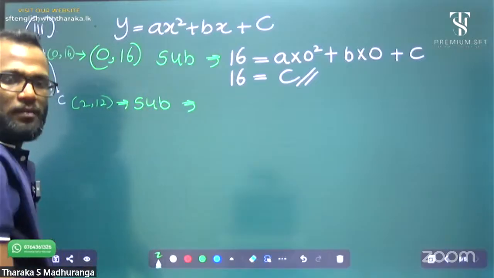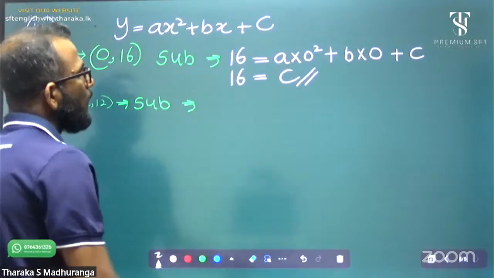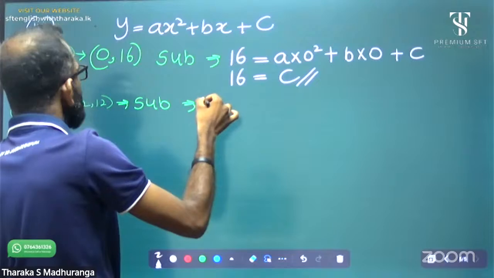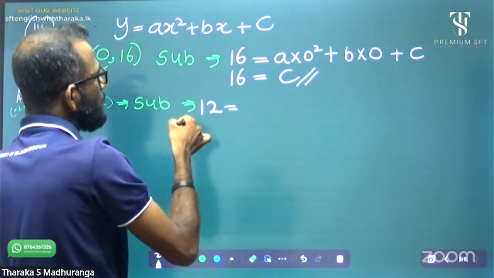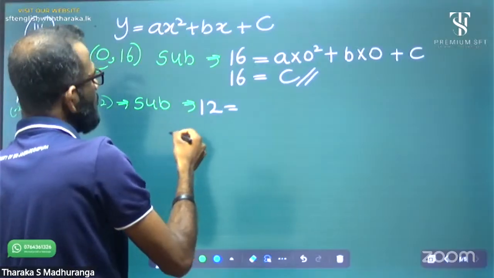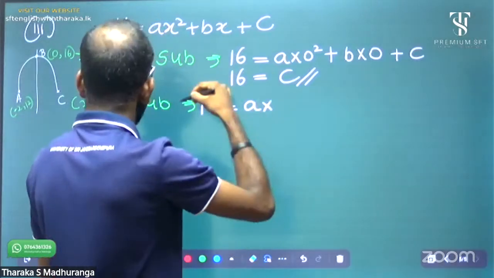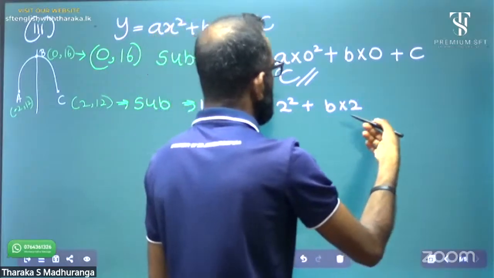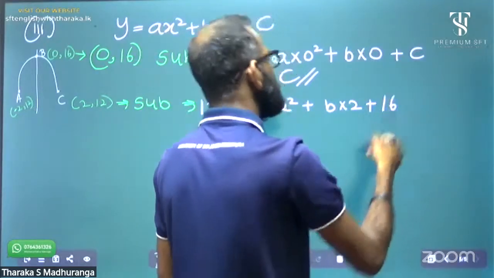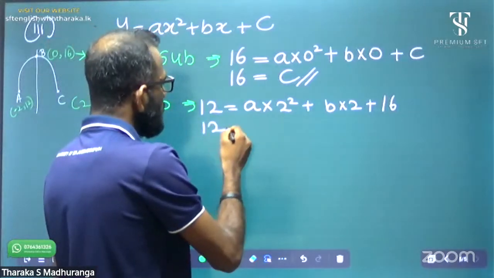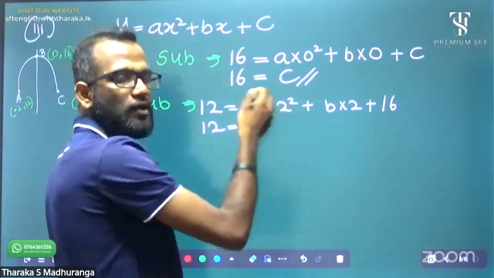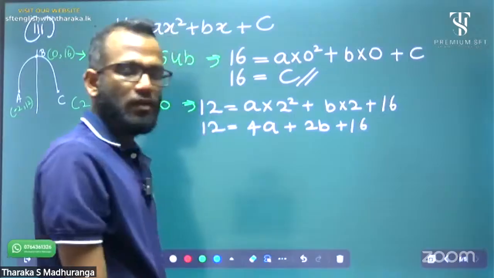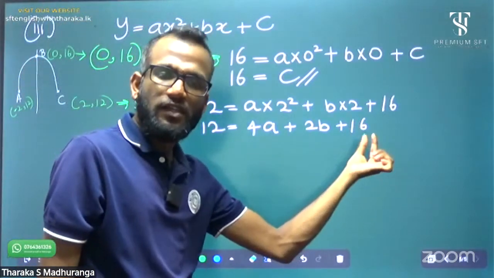Then 2, 12. Our second point is substituted into the common equation. You don't need to write down the common equation again. Y, 12 now, because 12 equals ax squared, a into x squared, 2 squared, plus b into 2, bx, plus c value you already know, 16. Now 12 equals 2 squared, 4a, plus 2b plus 16.